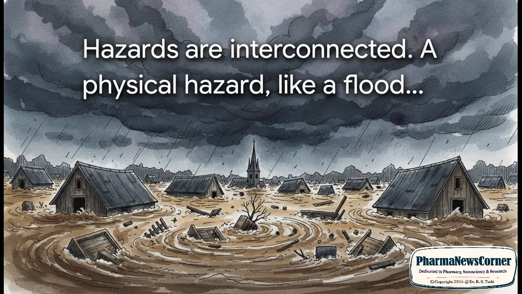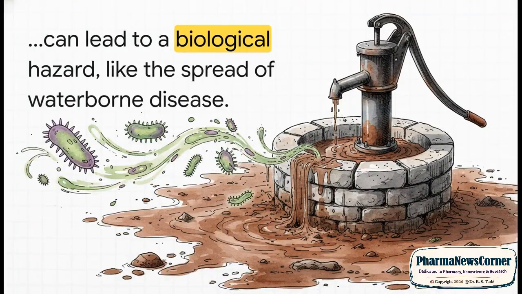Now, what's so important to understand is that these hazards, they don't exist in a vacuum. Nope, they're often connected in a chain. So for instance, you can have a physical event, like a massive flood, which can then directly cause a biological one. Those floodwaters can get into drinking supplies, leading to outbreaks of nasty diseases. It's this dangerous chain reaction where one problem literally creates another.